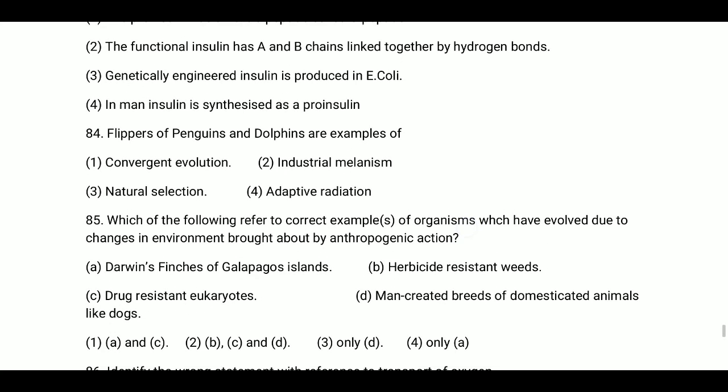Flippers of penguins and dolphins are examples of convergent evolution, industrial melanism, natural selection, adaptive radiation. Again, for this, the correct answer is convergent evolution, having similar function but different in organization. Analogous organs.